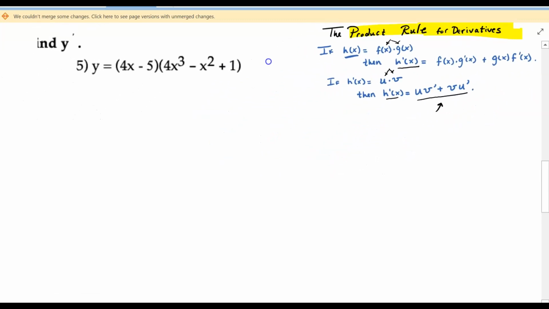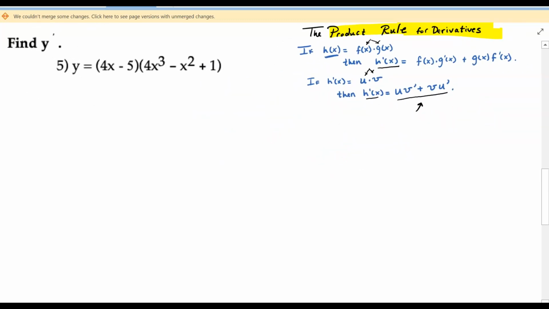Here we have our problem number 5. Let's call this u and this v. So u equals 4x minus 5 and v equals 4x cubed minus x squared. I'm going to look at these u and v in isolation and find their derivative. u is 4x minus 5. It's linear. I know to find the slope of the tangent, all I have to do is look at the slope of the line. So my u prime is just going to be 4.